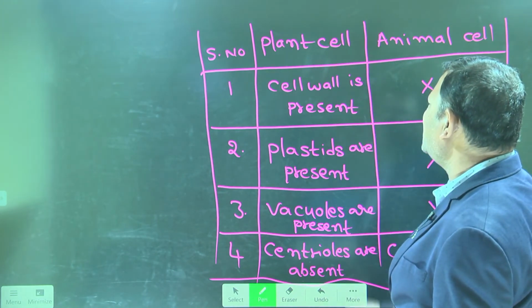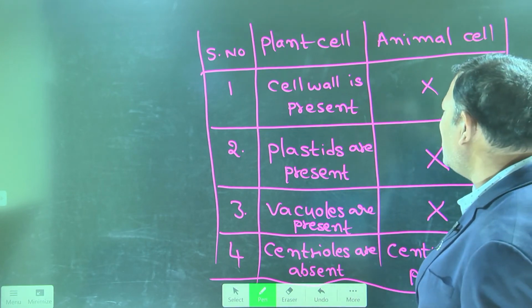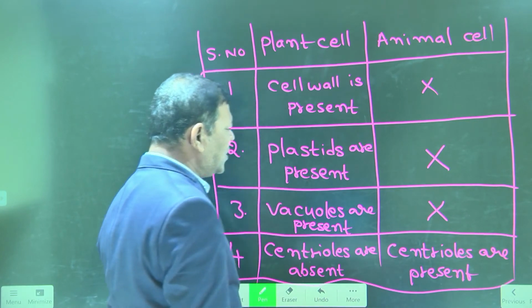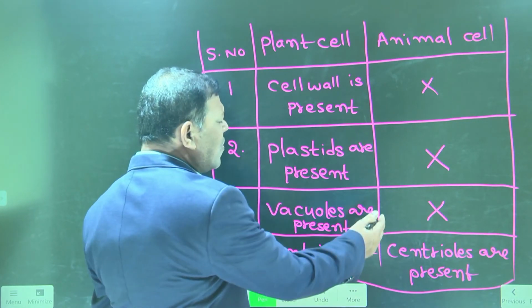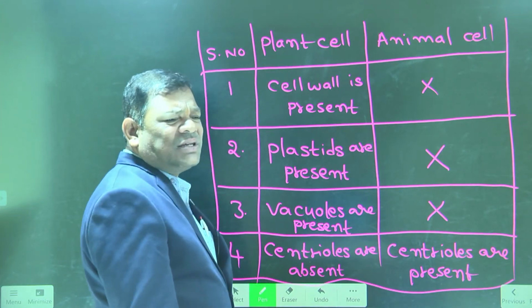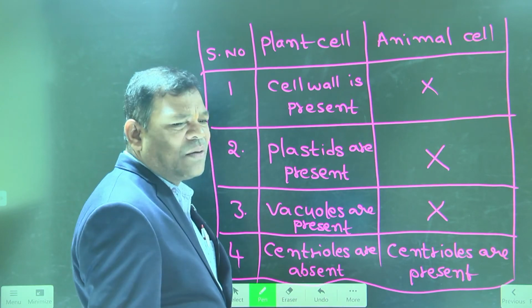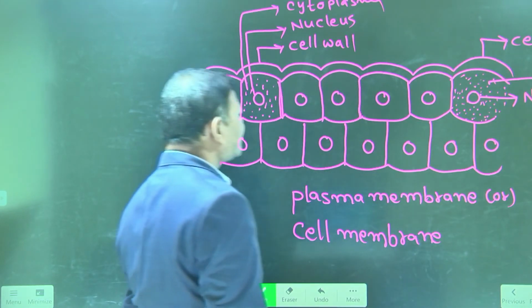Cell wall is present in the plant cell. Cell wall is absent in the animal cell. Plastids are present in the plant cell. Plastids are absent in the animal cell. Vacuoles are present in the plant cell. Vacuoles are absent in the animal cell. In some unicellular organisms vacuoles are present. Centrioles are absent in the plant cell. Centrioles are present in the animal cell.